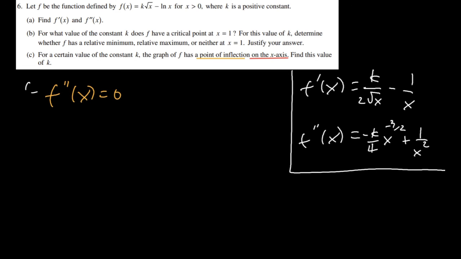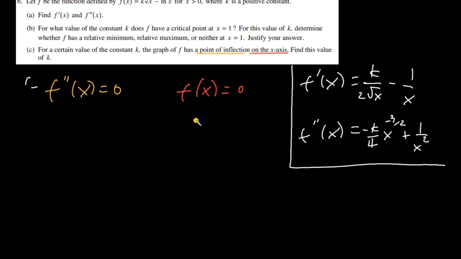Okay? And then on the x-axis, well, if something is on the x-axis, that means its y value is 0, right? So that means f of x equals 0. So we know that at this k value, f double prime of x equals 0 and f of x equals 0. So we need to find some value of k that makes both of these things equal to 0, okay? So we'll start one at a time.